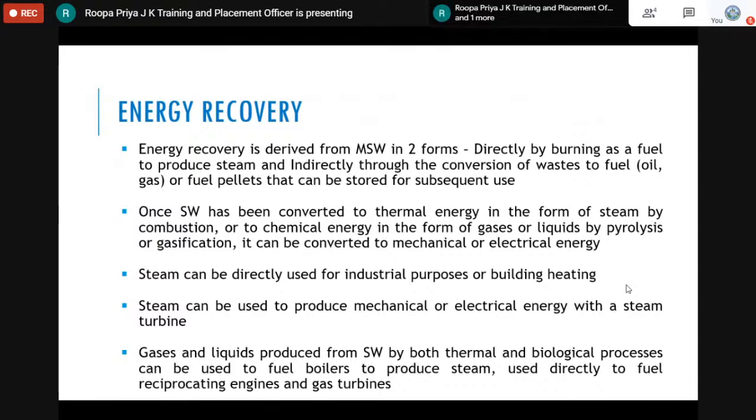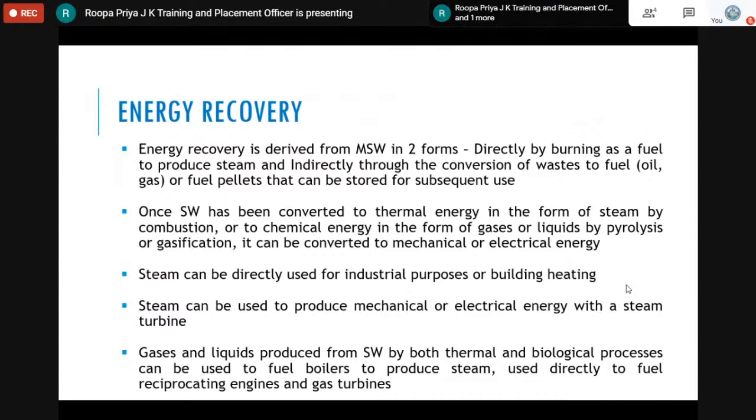Once solid waste has been converted to thermal energy in the form of steam by combustion, or to chemical energy in the form of gases or liquids by pyrolysis or gasification, it can be converted to mechanical or electrical energy. Steam can be directly used for industrial purposes or building heating. Steam can be used to produce mechanical or electrical energy with a steam turbine.